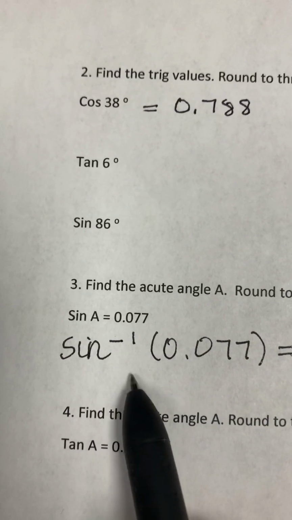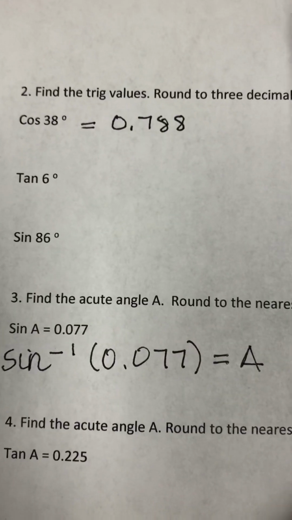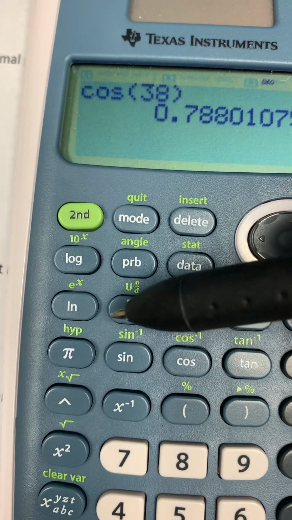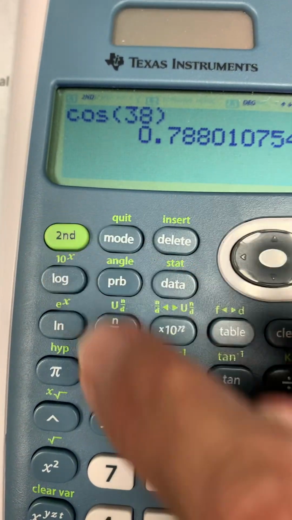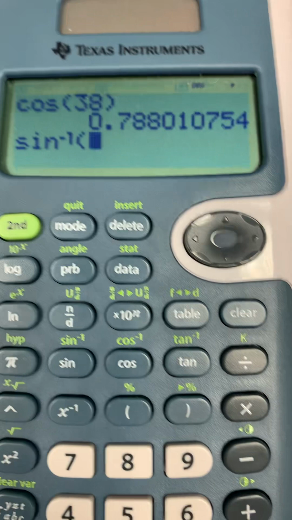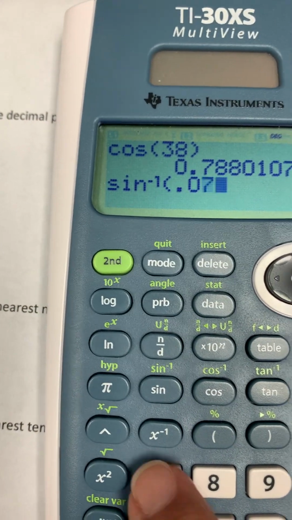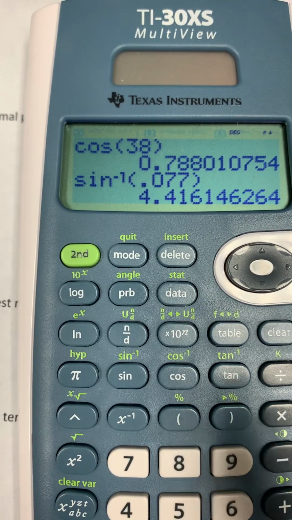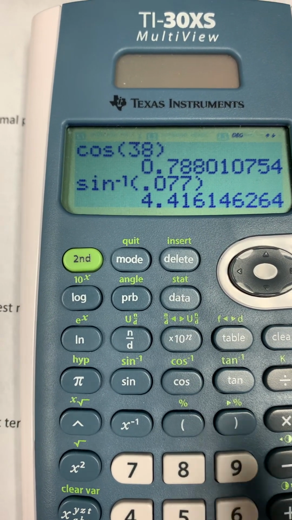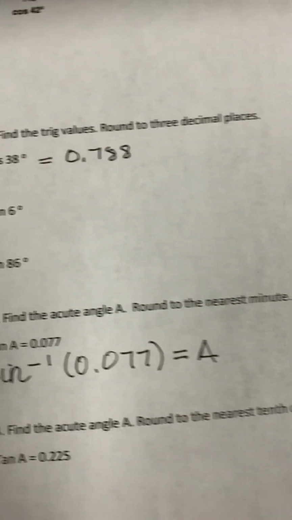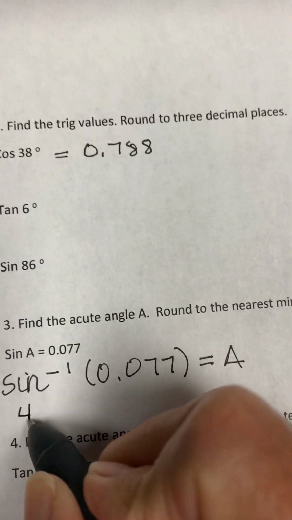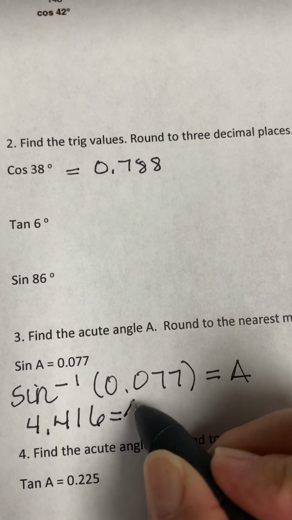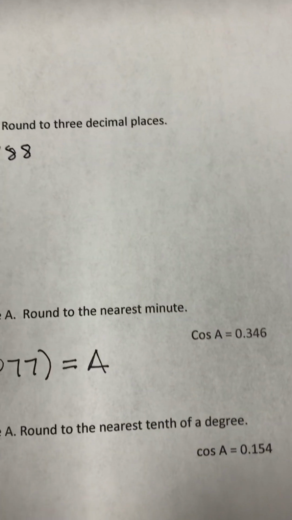So this is what I'm going to type in my calculator. And to do that, we're going to use the second sine key. You can see your sine inverse symbol here, second sine, and I'm going to type in 0.077. And that's going to give me my angle measurement, 4.416. Okay, so there's my angle A, 4.416. This says round to the nearest minute.